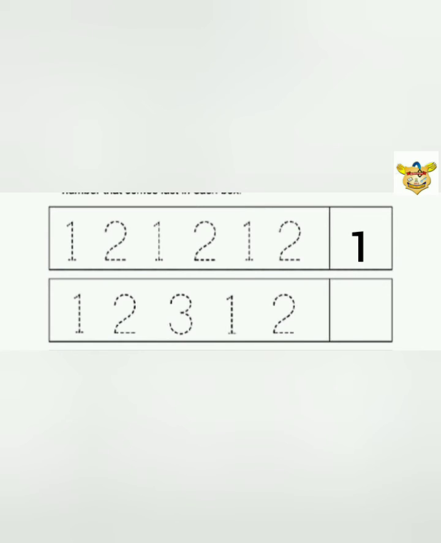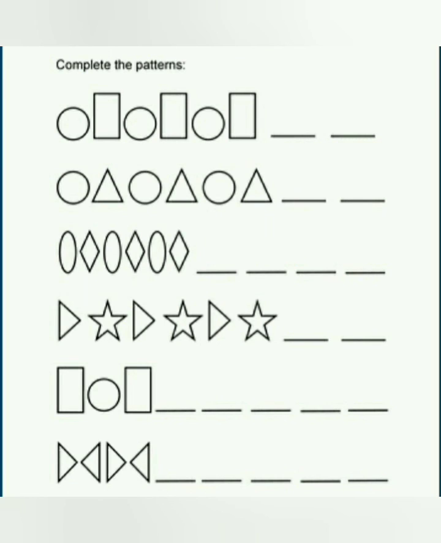Now next is, observe the given pattern. 1, 2, 3. And next 1, 2. So the next number will be 1, 2, 3, 1, 2. Yes, 3. Good.